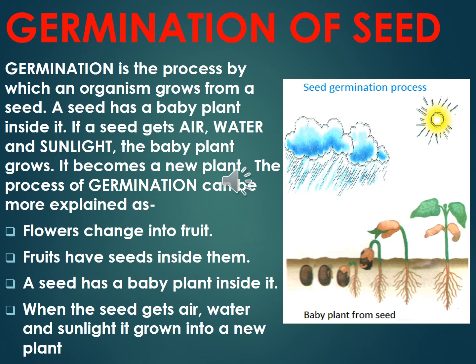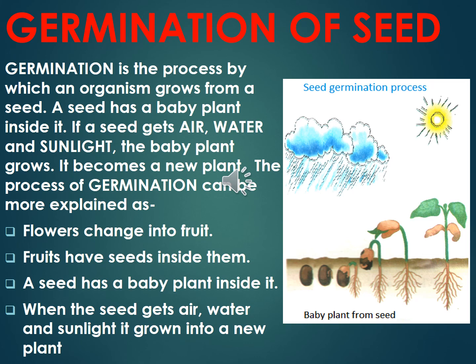What actually happens is a seed has a baby plant inside it. A small seed has a very small baby plant in it, right? So if I want it to be converted into a big plant, I have to sow that seed. If I have sowed it in a place where it is getting proper air, I'm watering it, I'm looking after it, I'm nourishing it with lots of nutrients, then it becomes a new plant, right? So the journey from a seed to a new plant is known as germination.